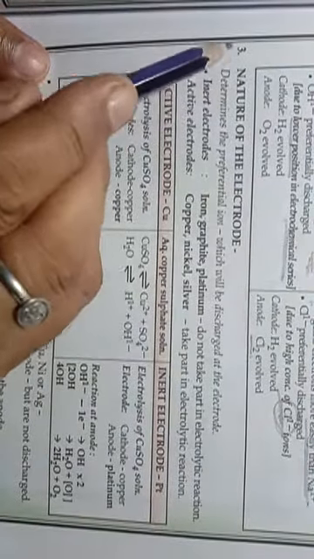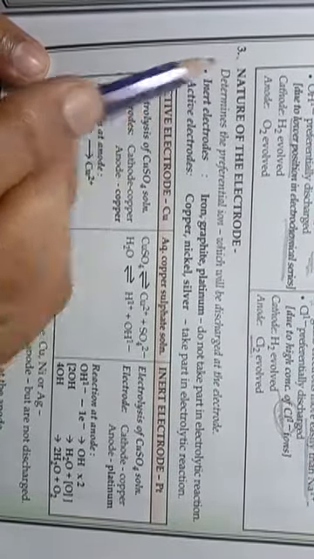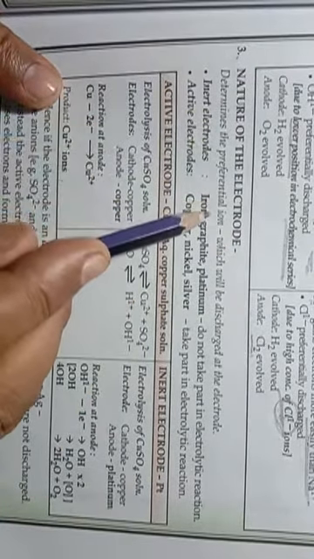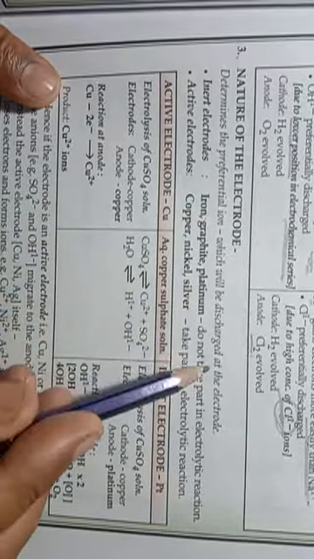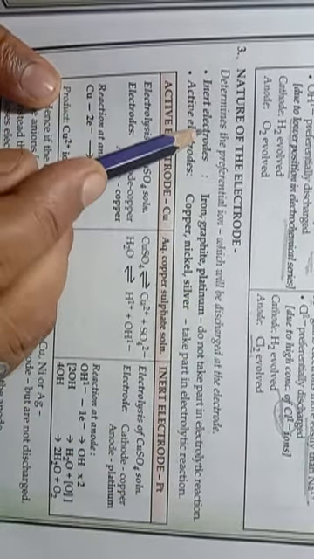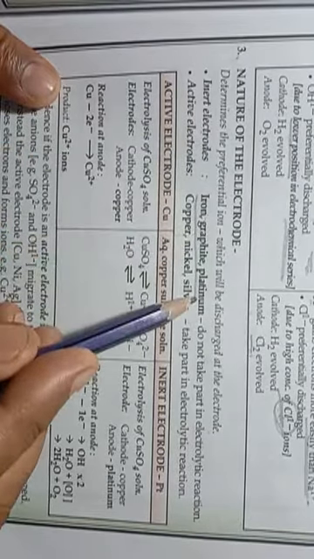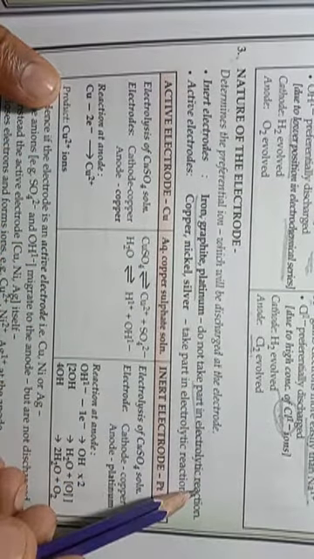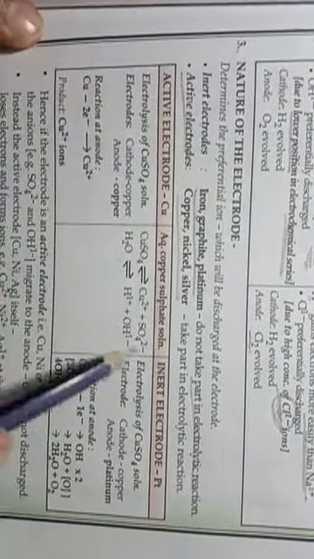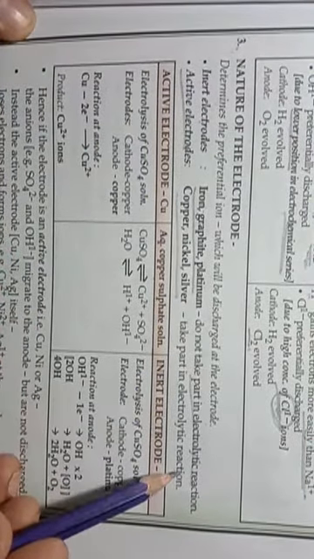Then the third point which governs the discharge of ions is the nature of the electrode. It determines the preferential ions which will be discharged at the electrode. Inert electrodes like iron, graphite, platinum do not take part in the electrolytic reaction, and active electrodes like copper, nickel, silver take part in electrolytic reactions.